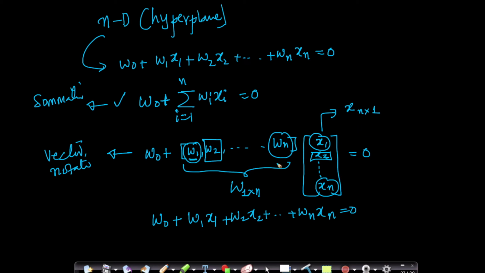Those of you who remember simple matrix multiplication will quickly understand that what we have here is nothing but a simple matrix multiplication of a row vector with a column vector, right? So this is how we represent a plane. We look at a plane or a hyperplane in n-dimensional space. We'll look at many properties of lines and planes in the next few videos.